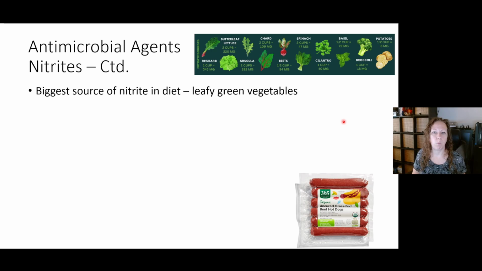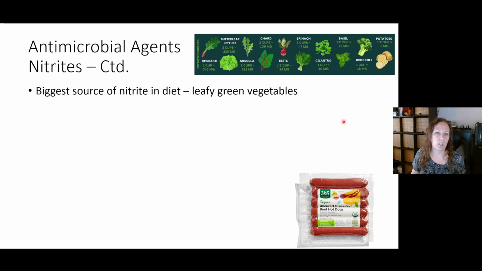So I also wanted to take this opportunity to get a little bit on a soapbox and talk some more about nitrites. This is not in the book, but I think it's important. The biggest source of nitrite in the diet is not cured meats. It's actually leafy green vegetables, as long as you're eating your leafy green vegetables.